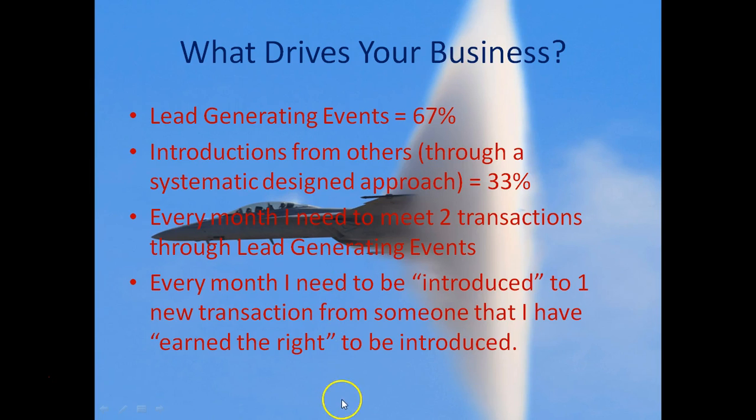Sorry about that. Every month I need to be introduced to 1 new transaction from someone that I've earned the right to be introduced by. And we have that whole conversation. And if we don't have it up yet, we'll have a class up soon on, or basically our whole 100K is based upon learning ways to earn the right to be introduced to people. So the math makes sense, right? Our goal is 3. 2/3, or 2 of them, need to come from lead generating events. 1/3, or 1, needs to be an introduction. Again, your numbers may differ.